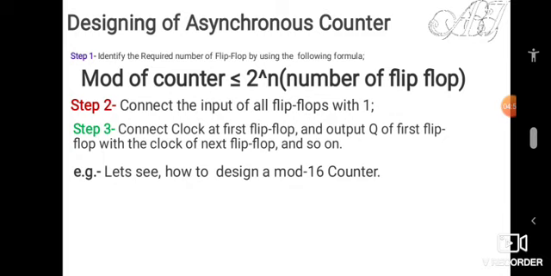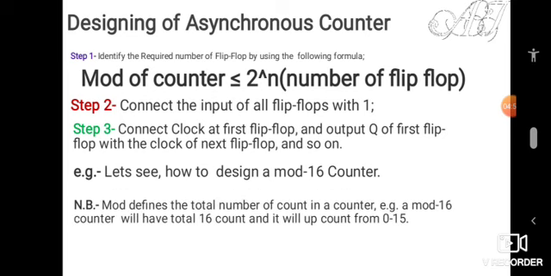For example, in the next PPT, we'll discuss how to design a mod 16 counter. There is an important term, mod. You may not have heard about that. Mod defines the total number of counts in a counter. So if you are asked to design a mod 16 counter, that will up count from 0 to 15, and the total number of counts in that case will be 16. Similarly, if you are asked to design a mod 12 counter, what does it mean? It will up count from 0 to 11 and the total number of counts will be 12. Please mind this difference.